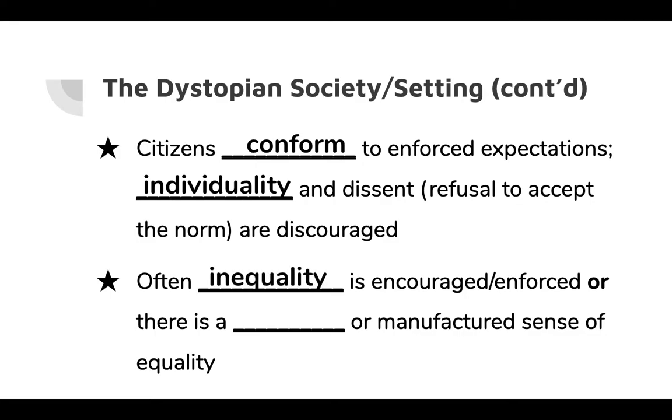Often, inequality is enforced or encouraged, or there's a manufactured or false sense of equality. Now, what I mean by that, I'm going to give you two examples, The Hunger Games and The Giver, assuming that even if you haven't read those books, you're probably familiar with the stories. So in The Hunger Games, inequality is enforced, meaning people who live in the capital are very wealthy and enjoy a lot of luxury, whereas people who live in the districts live in poverty and under the iron rule of the government. So that is a world in which inequality is enforced. Whereas in The Giver, everybody is equal, but it's a false sense of equality. It's something that's been sort of manufactured by the society to give everybody the impression of equality when in fact it's a pretty broken society.